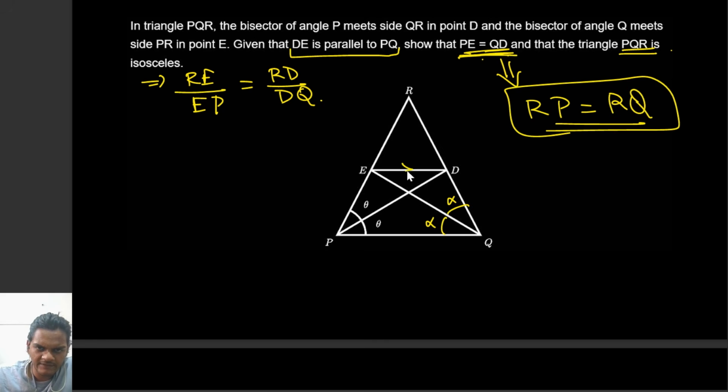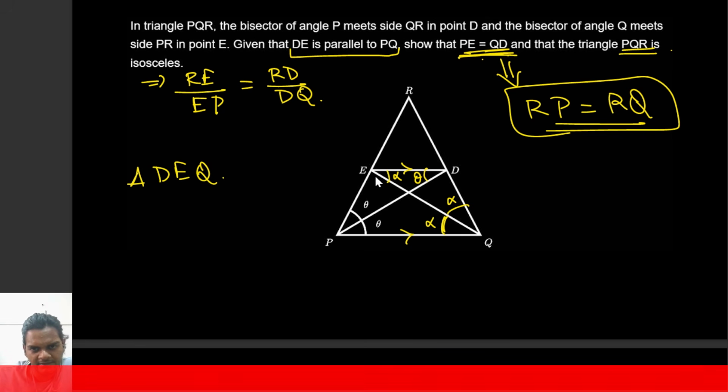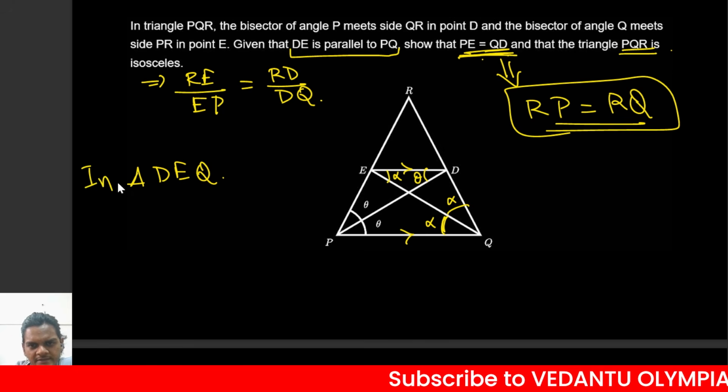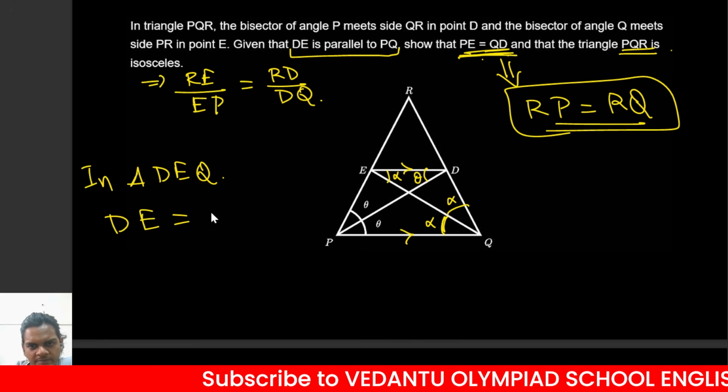Now you see that if these two are parallel, alternate interior angles. If this is alpha, then this has to be alpha. And if this is theta, this has to be theta. So do you see that triangle DEQ has to be isosceles, right? This is alpha, this is alpha. So in this triangle, DE has to be equal to DQ.